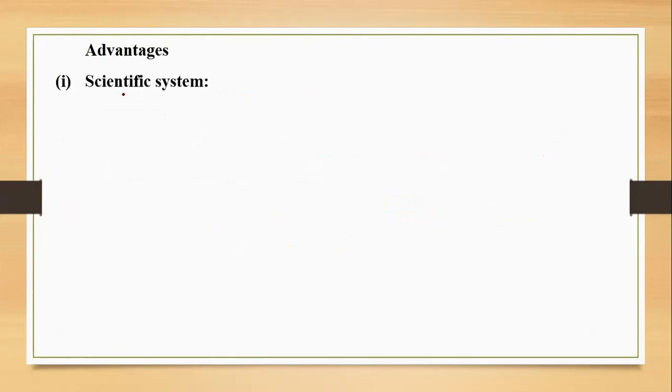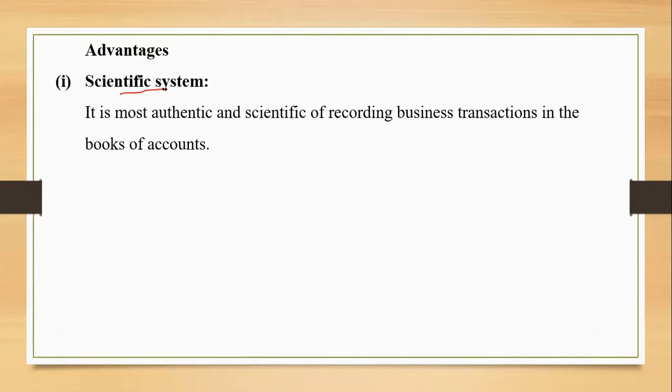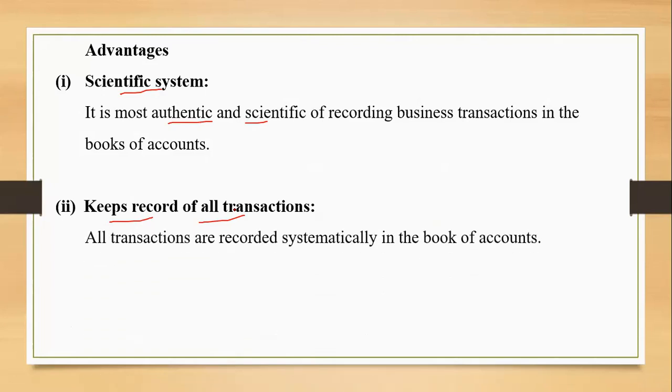What are the advantages of double entry system? First one is, it's a scientific system. It is the most authentic and scientific system of recording the business transactions in the books of accounts. Second, it keeps the record of all the transactions. Right from day one I have been telling you that Gujaratis, Marwadis, Sindhis, whoever is in business, everybody believes in just one thing: write it down. When you write things, you can refer to them at any point of time. All transactions are recorded systematically in the books of accounts, and that too in a chronological order.